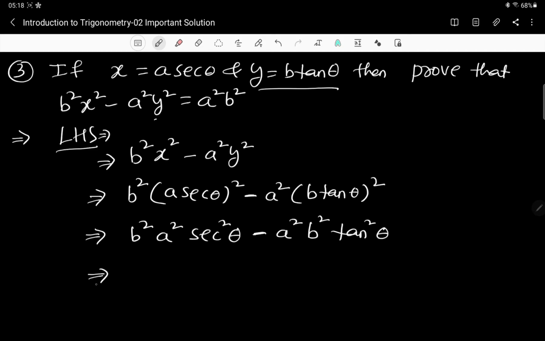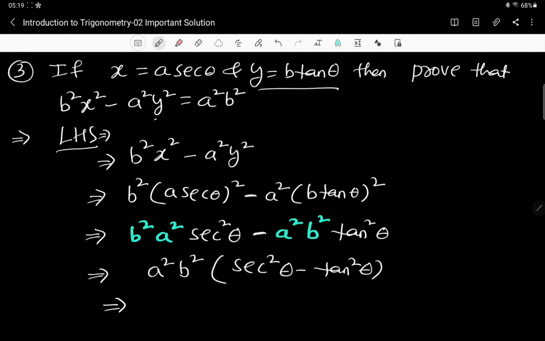Correct. Now if you have a look at these two terms, here is the first term and here is the second term. b square is there, here also b square is there, a square is there, here also a square is there. Look at this, a square b square they're asking for, no? So what you can take common? You can take common a square b square, and what remains in the bracket? Secant square theta minus tan square theta. You know about secant square theta minus tan square theta, no?